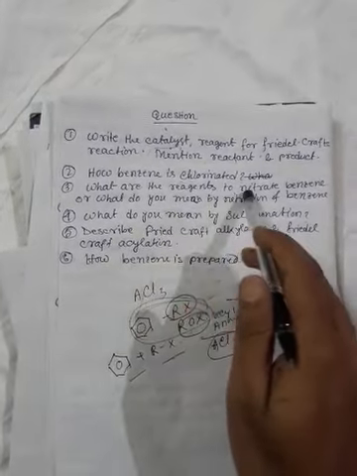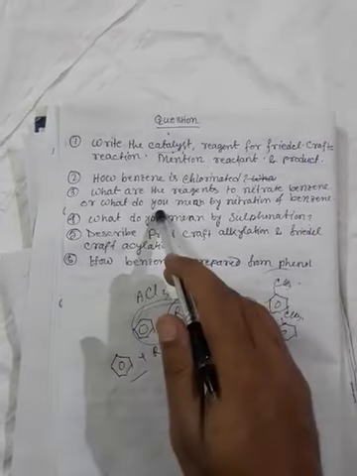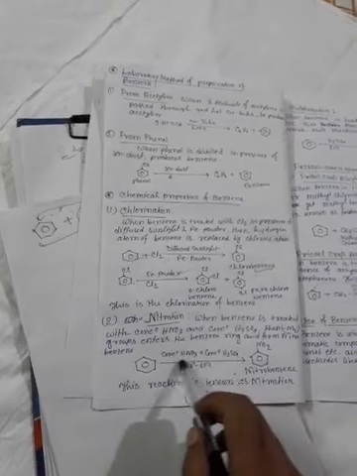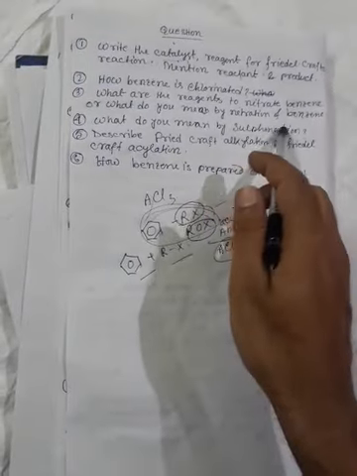What are the reagents to nitrate benzene, or what do you mean by nitration of benzene? These two questions are the same. The answer is always the same. What are the reagents to nitrate benzene? Benzene and the nitrating reagent, which I have already discussed. Nitrating agent means concentrated HNO3 and concentrated H2SO4. When benzene is nitrated with concentrated HNO3 and H2SO4 at 50 to 60 degrees centigrade, then nitrobenzene is formed. This reaction is known as nitration of benzene.